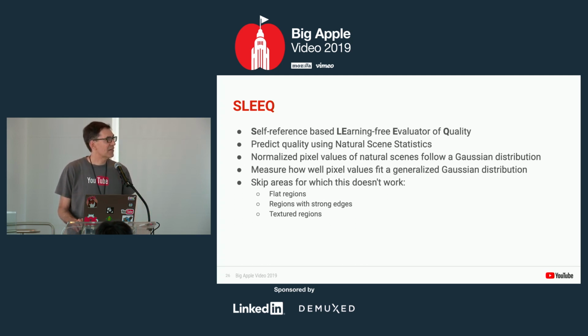It turns out that that rule of thumb that the pixel values will be in a Gaussian distribution doesn't work for all areas of natural scenes. There are a few particular cases where it doesn't work well, and so what we need to do is run detectors over each frame to find those regions and then not take them into account when computing the score. And those include flat regions, regions that have strong edges, and textured regions.